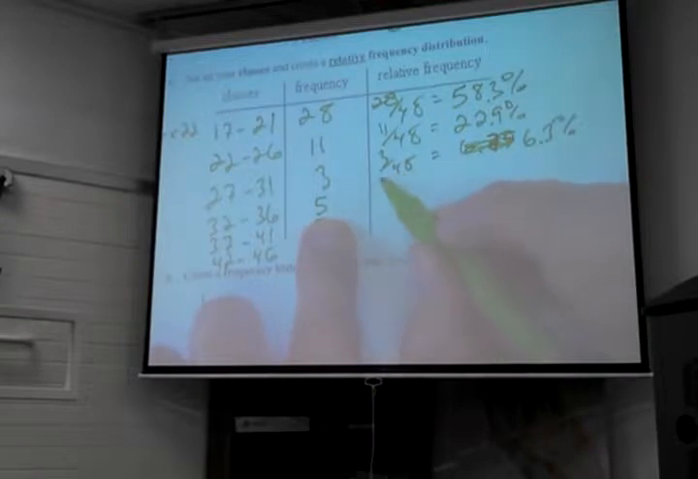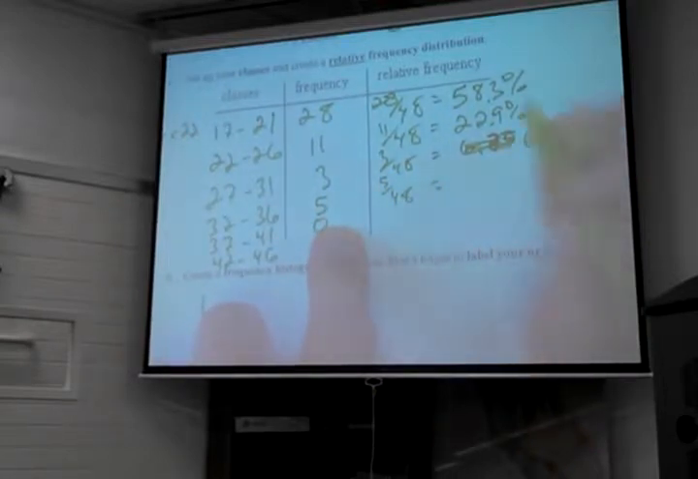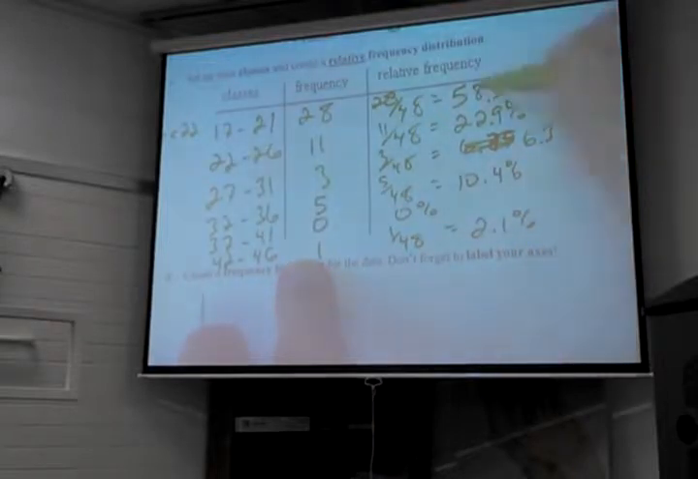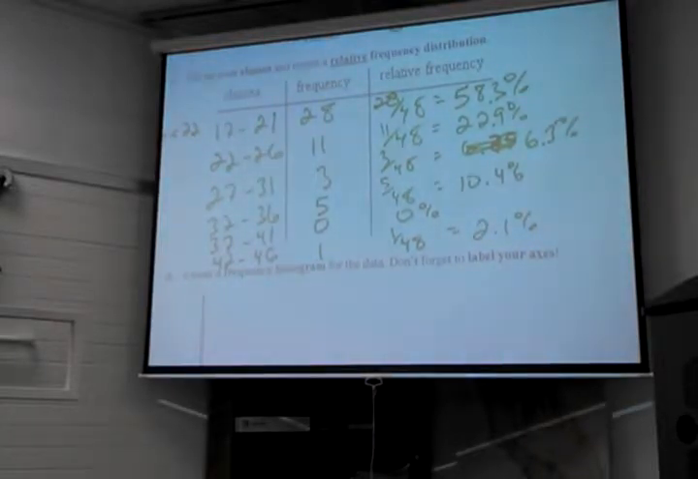And then 5 out of 48. 10.4. And then, of course, 0% there. And 1 out of 48. 2.1%. If you add all these up, they should be close to 100.